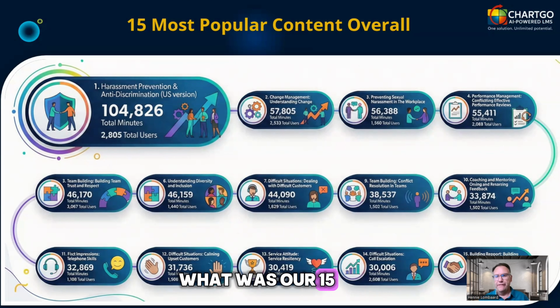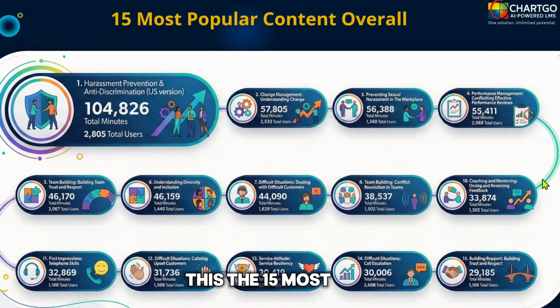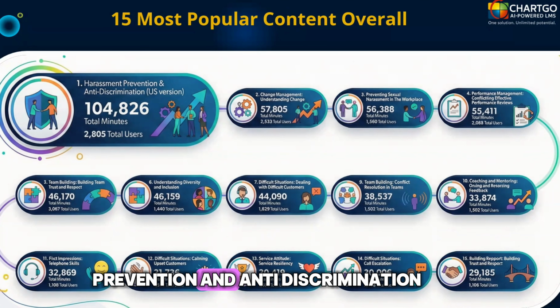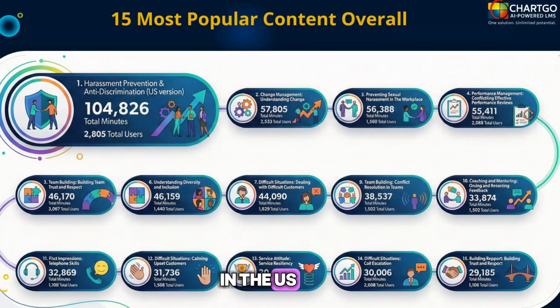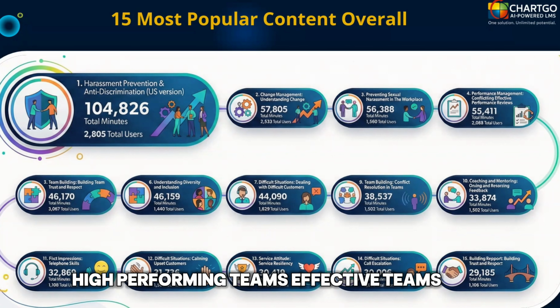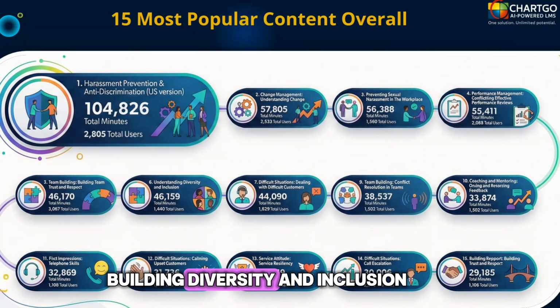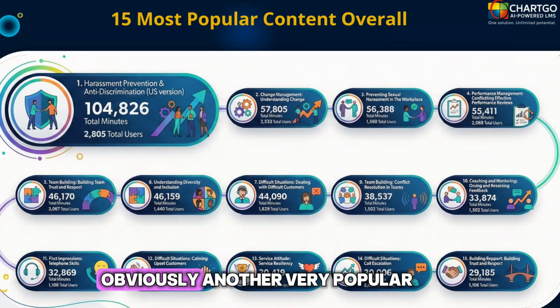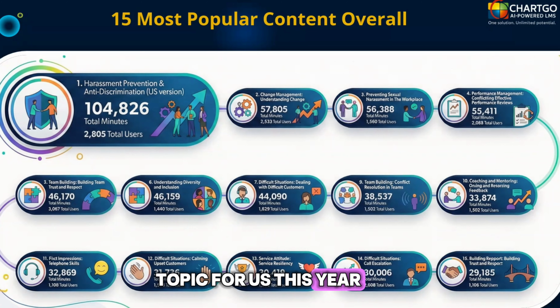What were our 15 most popular topics? Number one, with 104,000 minutes on this one topic, harassment prevention and anti-discrimination in the US. Change management, number two. Preventing sexual harassment in the workplace, number three. Performance management, number four. Then you can see we move down to effective high-performing teams, effective teams, building diversity and inclusion, obviously another very popular topic for us this year.